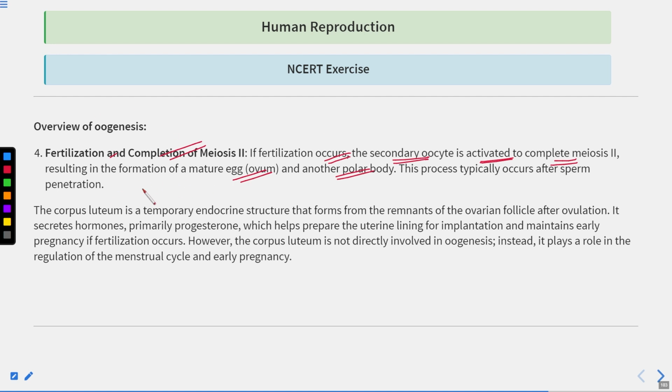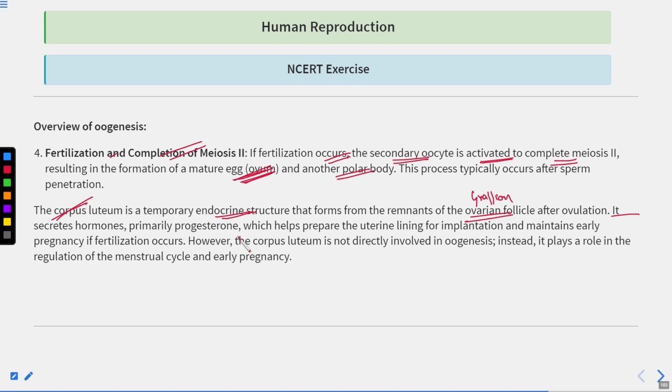Then what happens? The Graafian follicle degenerates. It releases the secondary oocyte, which after fertilization gets transformed into the ovum. Then the remaining structure will get converted into the corpus luteum. The corpus luteum is a temporary endocrine structure that is formed from the remnants of the Graafian follicle. The Graafian follicle is the ovarian follicle only.